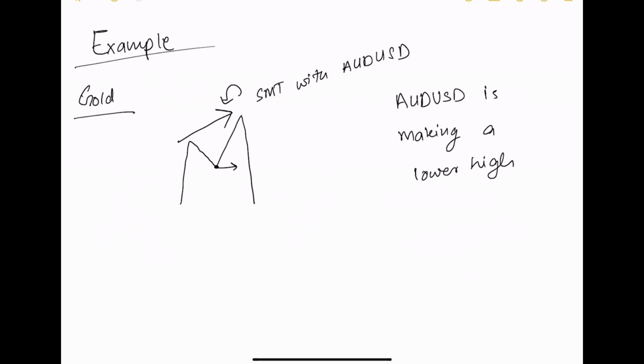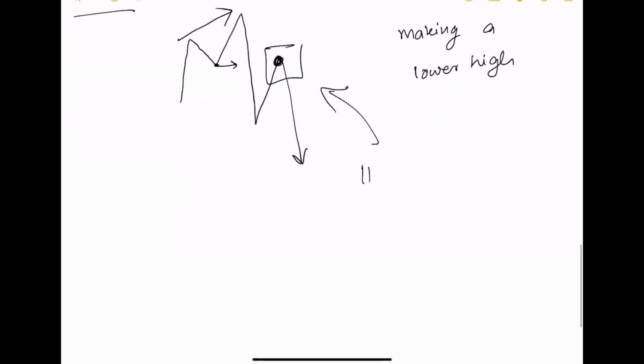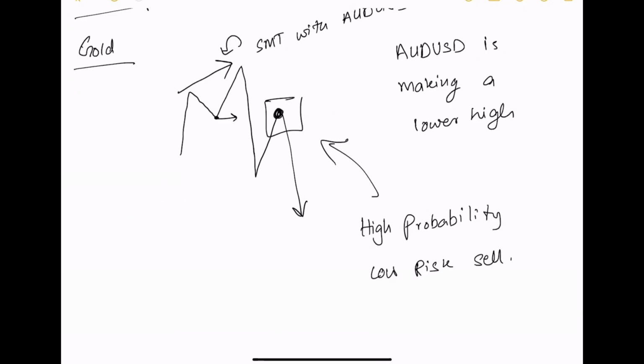Now, combining this with the first video on institutional market structure, we understand that the move in which you want to be taking part is this one. So you're going to sell over here. This here is your low risk sell, making it a high probability sell as well. Pardon the handwriting. It's going to be a high probability, low risk sell. Now it's the opposite for a bullish scenario.